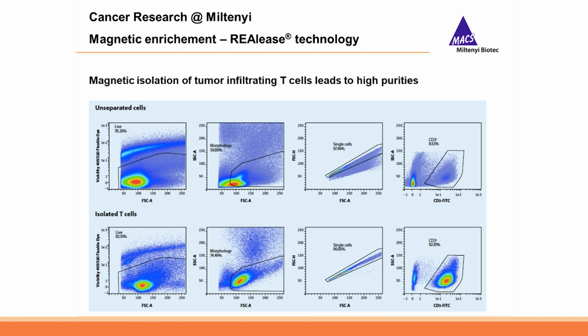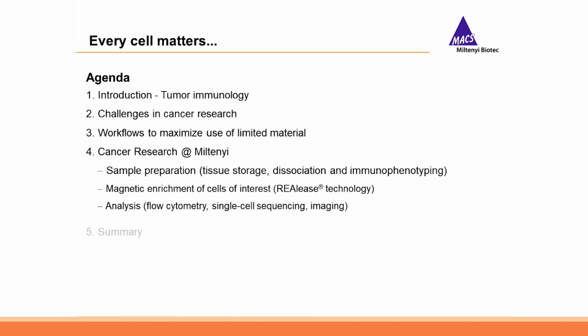On the top row, you can see the frequency of CD3 positive cells among live single lymphocyte-sized cells in the bulk sample as compared to after isolation on the bottom row. We were able to achieve over 92% purity of tumor-infiltrating T cells from our ovarian carcinoma sample. After magnetic enrichment of our cells of interest, we are now ready for analysis.